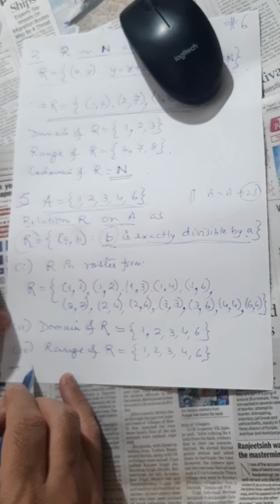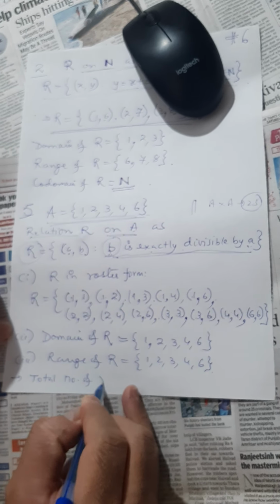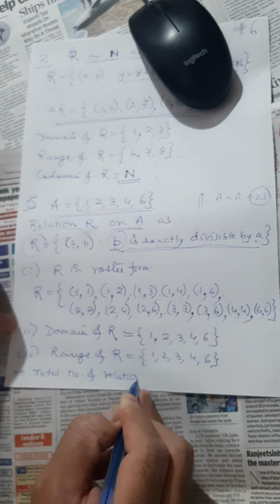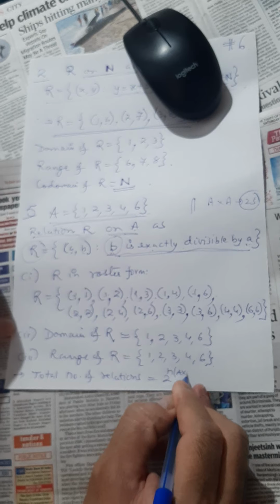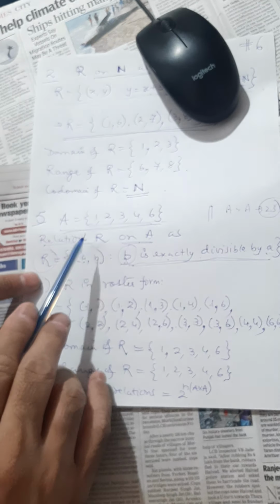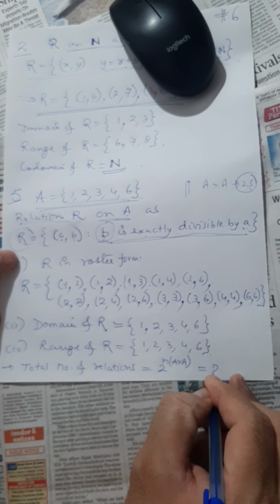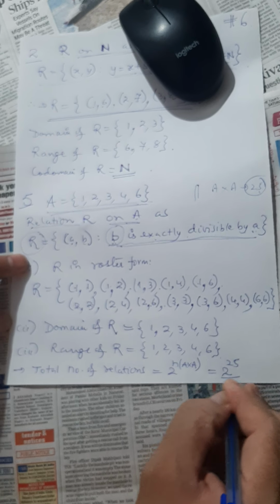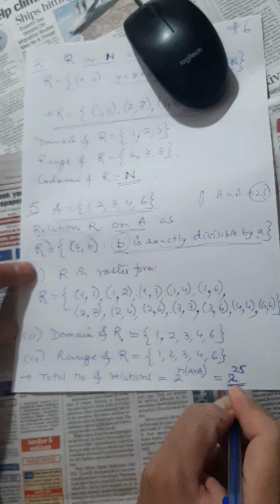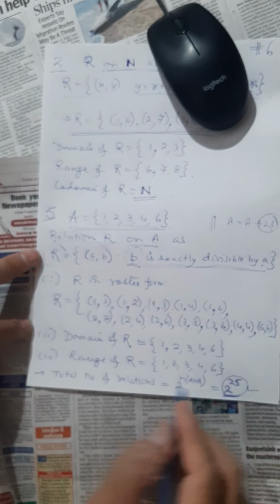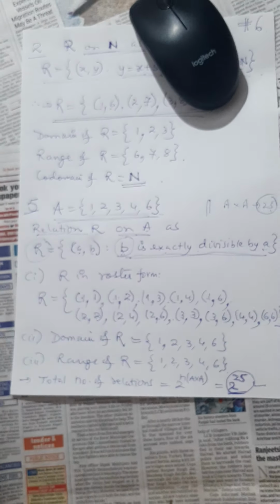This is not asked, but the total number of relations here is 2 raised to the number of elements in A cross A. Now here A has how many members? 5 members. So A cross A will have 25. So 2 raised to 25 relations. It's again a very big number, but this is the total number of relations you can form from A to A, that is, on A.